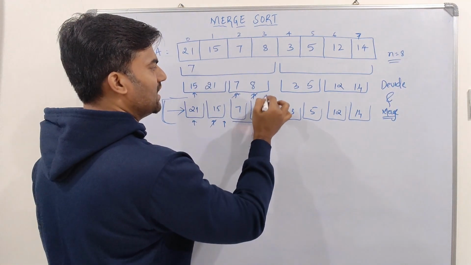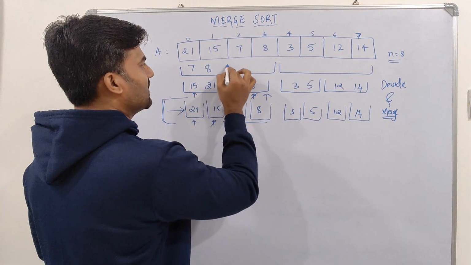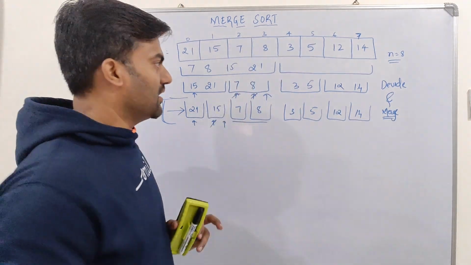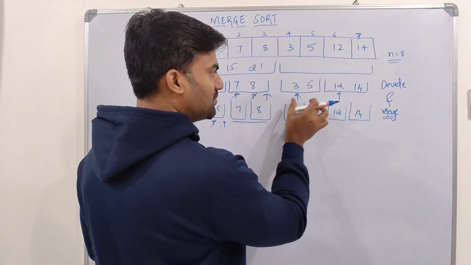8 is smaller, so I will take it and increment. Now it is out of the array, so I will simply take the remaining elements and put them here. Now again I will repeat the same step here.